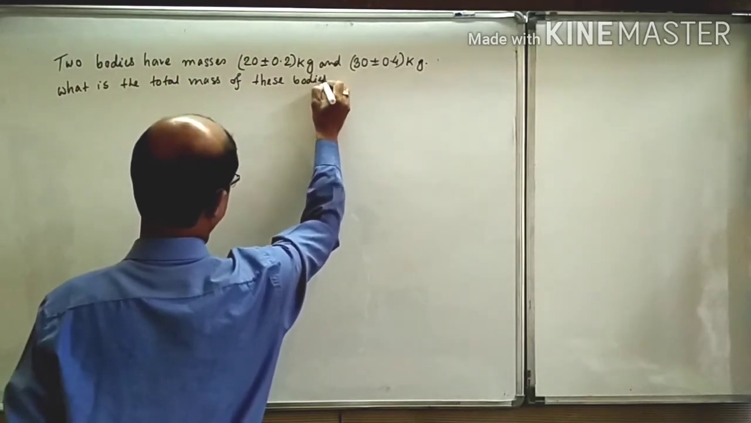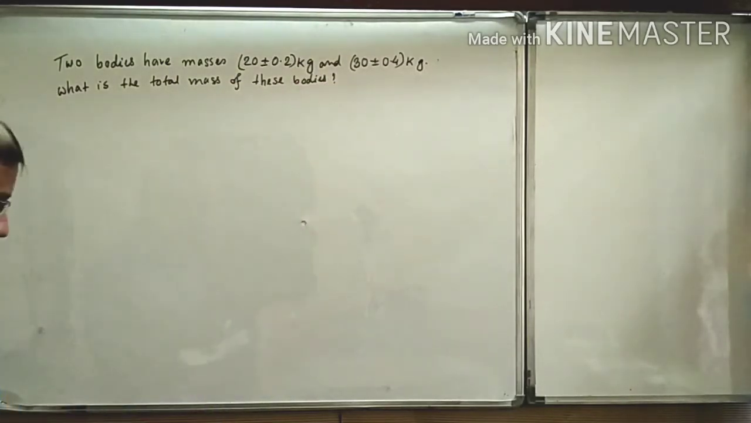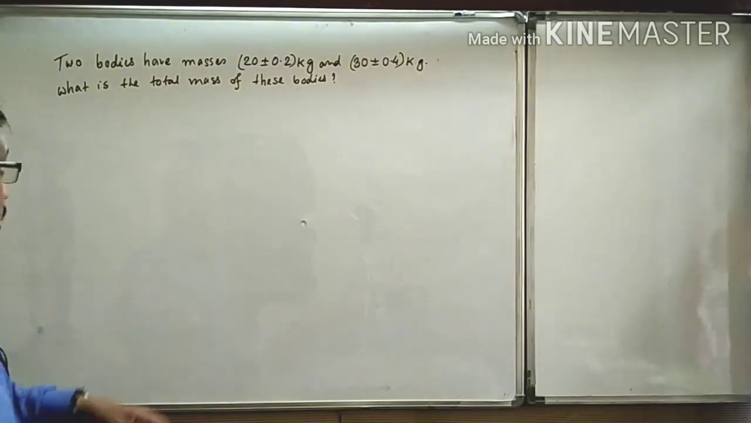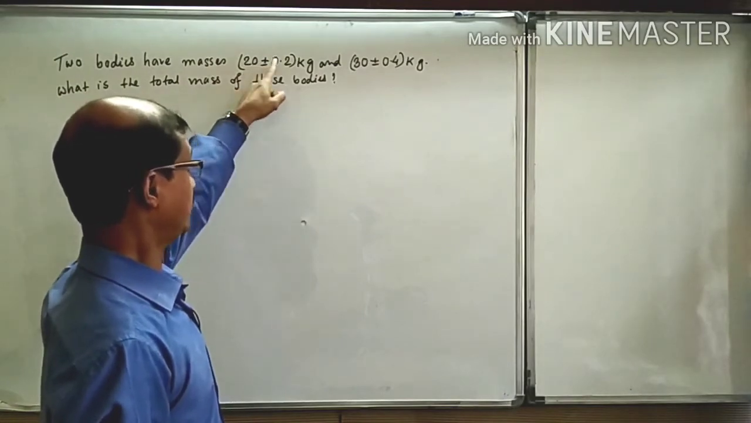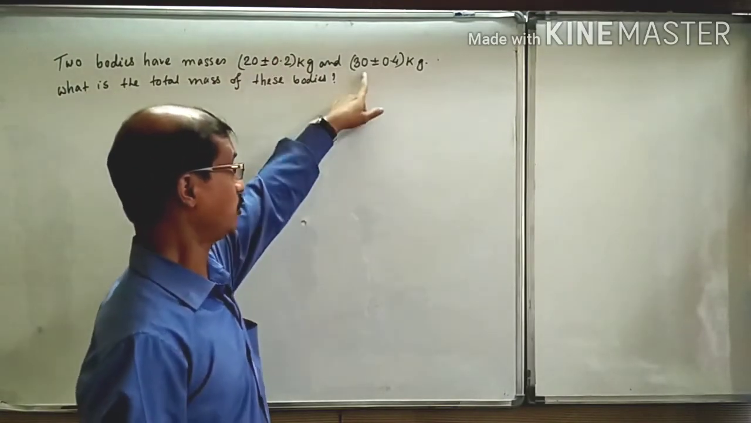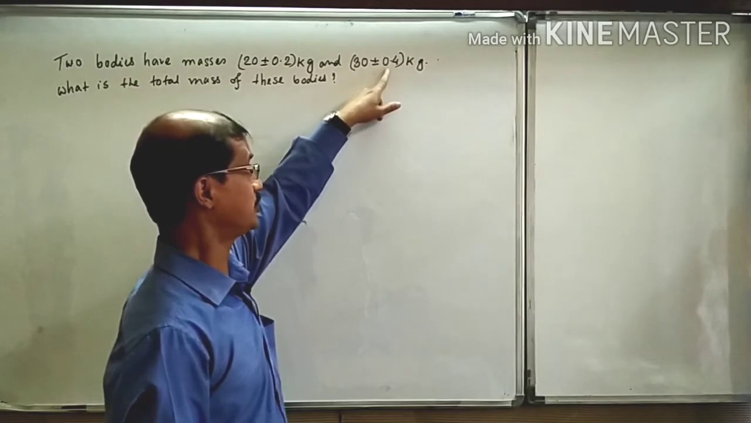This is your question. We have two bodies. One body has mass 20 plus minus 0.2 kg. Second body has mass 30 plus minus 0.4 kg.